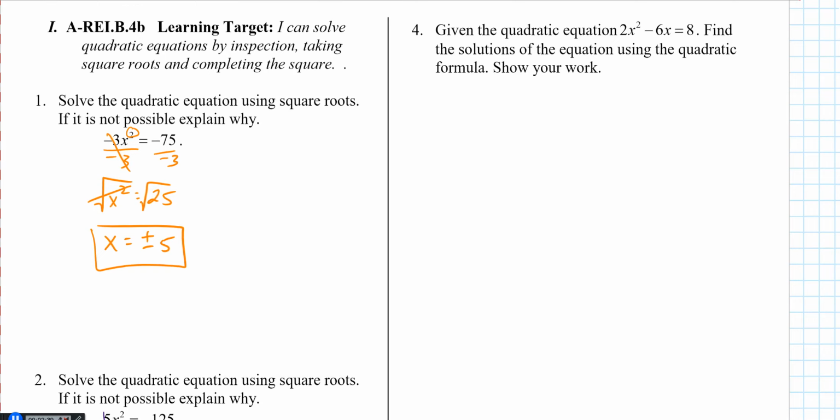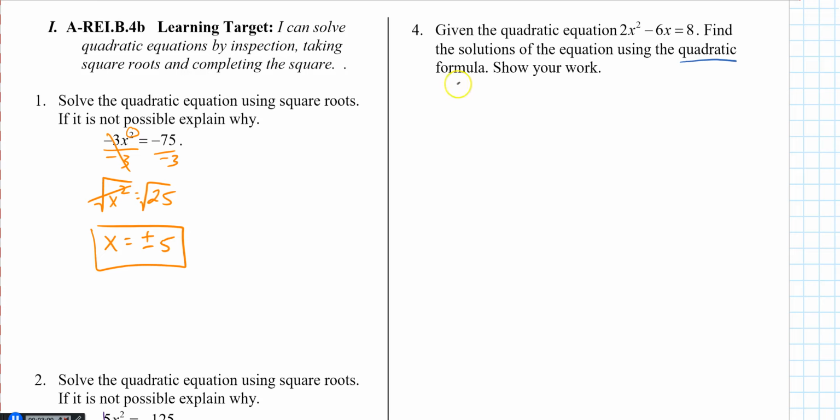Number 4, given the quadratic equation, find the solutions of the equation using the quadratic formula. So we talked about in class that I don't care what method you use as long as it works. However, for the test, if it gives you a specific method to use, make sure you use it. If it just says solve it however you feel like it.